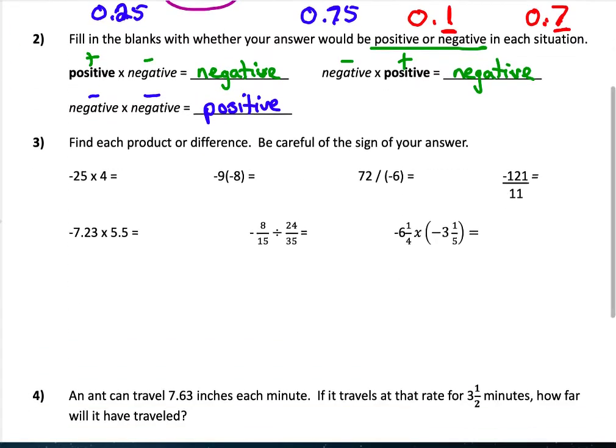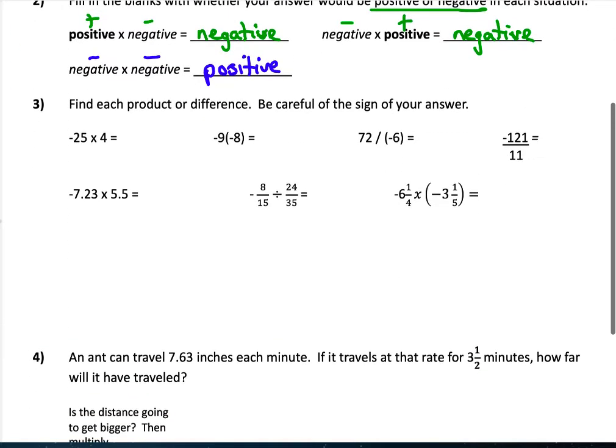So let's see that in action down here. Negative 25 times 4. One negative, so it's going to stay negative. 25 times 4 is 100. Negative 9 times negative 8. Negative times a negative is a positive. 9 times 8 is 72. Next one, 72 divided by negative 6. So a positive divided by negative is a negative. 72 divided by 6 is 12.